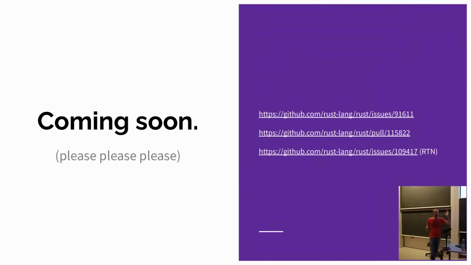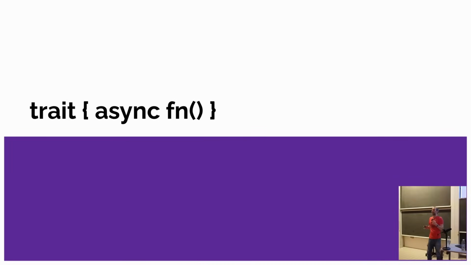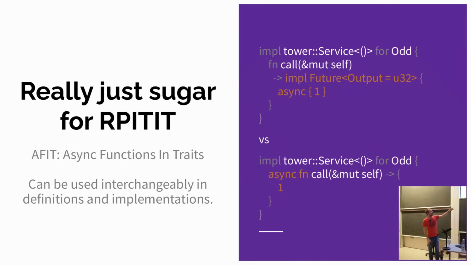This is also coming soon. Please, please, please, I really want it to land soon. Here's some more discussions you can follow on this. This one we really want to land soon because it is the path to asynchronous functions in traits, which is what everyone really wants. Because if you think about it, asynchronous functions in traits are really just sugar for impl Trait and return position impl Trait in traits, right? Like this thing at the top is the same as this thing at the bottom, just with more syntax. They're actually the same thing.